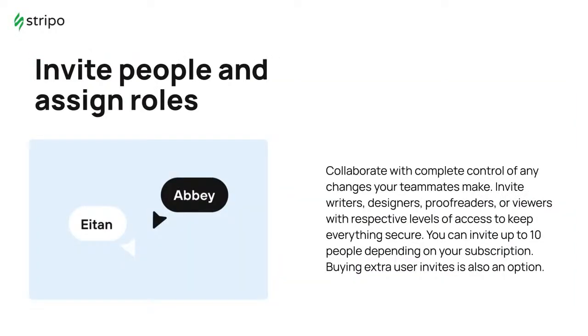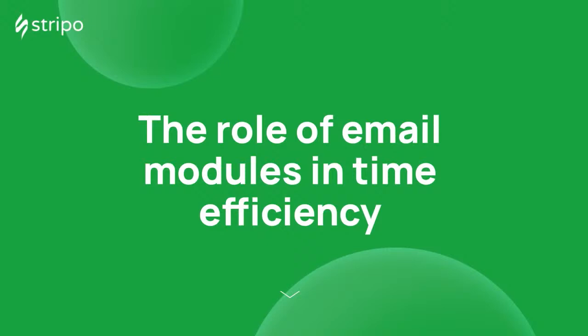Invite people and assign roles. Collaborate with complete control of any changes your teammates make. Invite writers, designers, proofreaders, or viewers with respective levels of access to keep everything secure. You can invite up to 10 people depending on your subscription. Buying extra user invites is also an option. So, Masha, over to you.